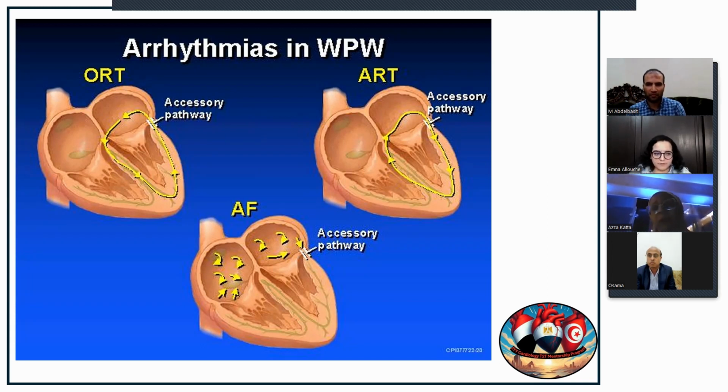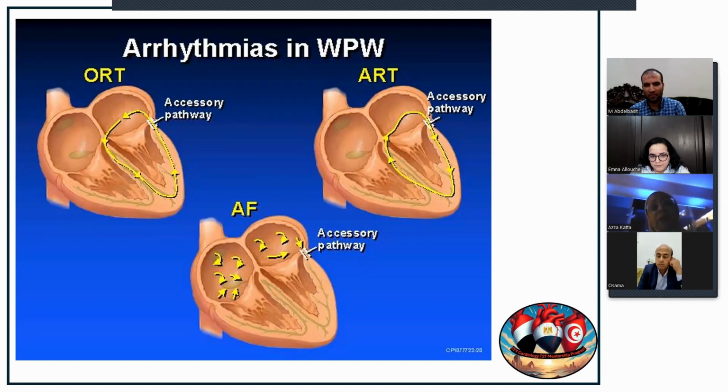Okay, I'm talking about most forms of accessory pathway. Yes, it could work in both directions, antegrade and retrograde, but it could work in antegrade only, which is manifest, or retrograde only, which is concealed. It could be subtle, it could be latent, it could be intermittent. Accordingly, we will describe what forms of arrhythmias might happen in patients with an accessory pathway.